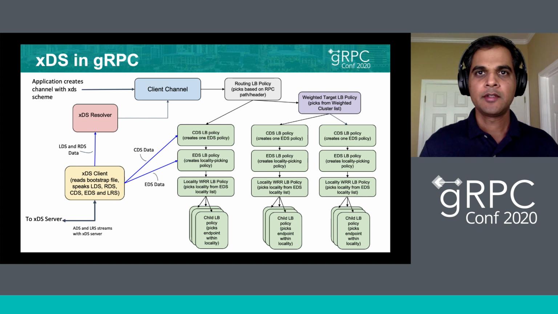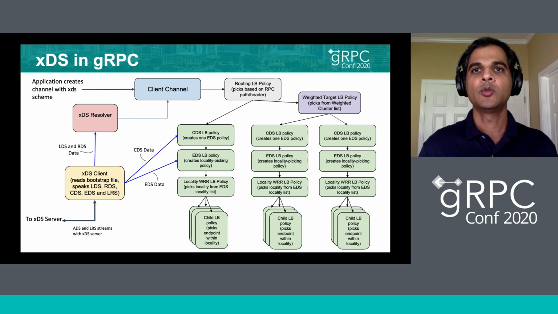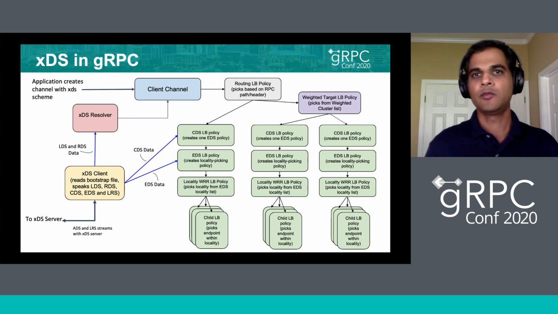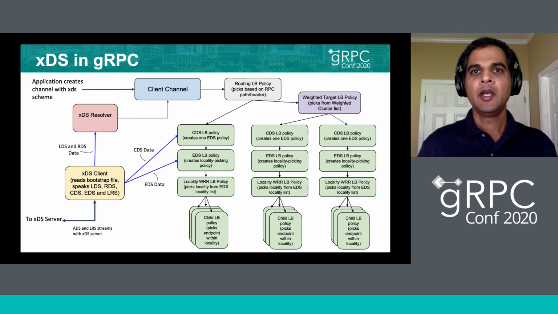So if the service exists, then it uses RDS to get the routing rules associated with that service. So a routing LB policy is then created to match the RPCs against the match rules, right? So based on the route action of the match rule, a traffic splitting policy or a single cluster load balancing policy is created. And as I said earlier, a cluster is made of endpoints in different localities. So the rest of the policies in the chain map to picking localities and then endpoints within those localities, right?